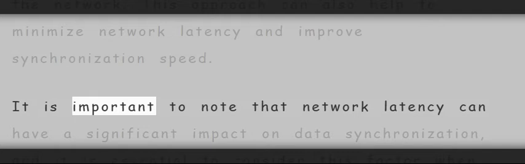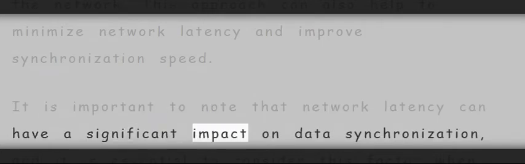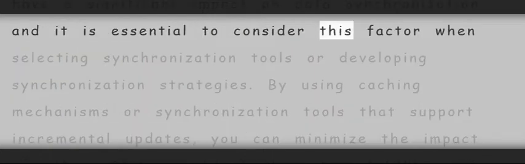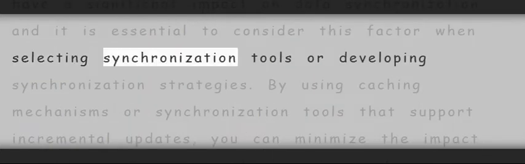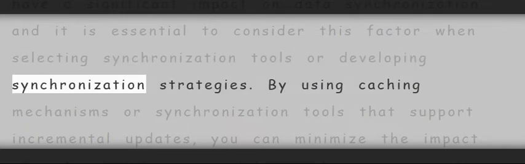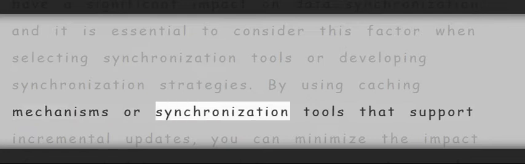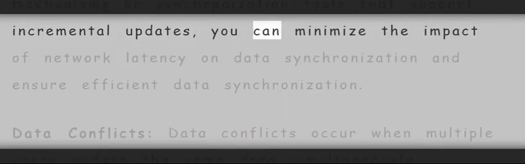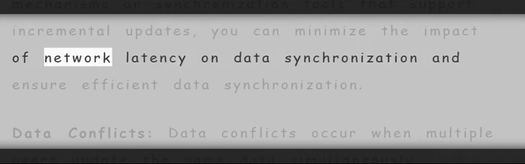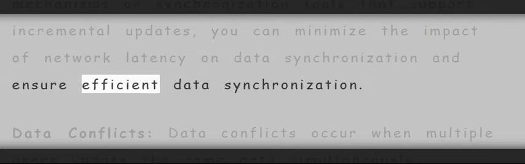It is important to note that network latency can have a significant impact on data synchronization, and it is essential to consider this factor when selecting synchronization tools or developing synchronization strategies. By using caching mechanisms or synchronization tools that support incremental updates, you can minimize the impact of network latency on data synchronization and ensure efficient data synchronization.